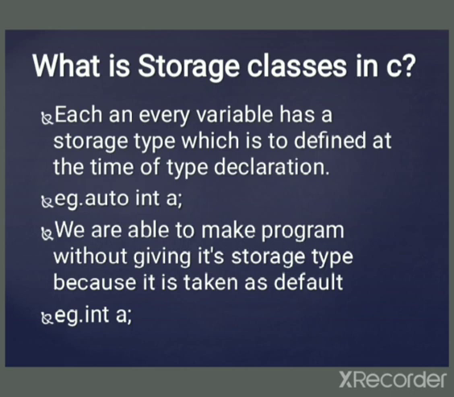We are able to write a program without giving a storage type because a default is taken. For example, int a. Here we are not specifying any storage class like auto, but the program can still run, and it takes a default value.